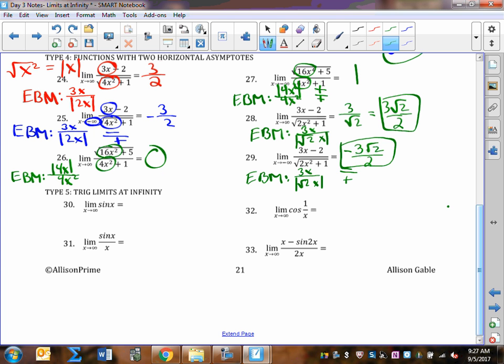Okay. And then type 5 here, we're dealing with trig. So again, you can think of just taking a value and substituting it in. You might have to do some trig substitution, but we can go from there.